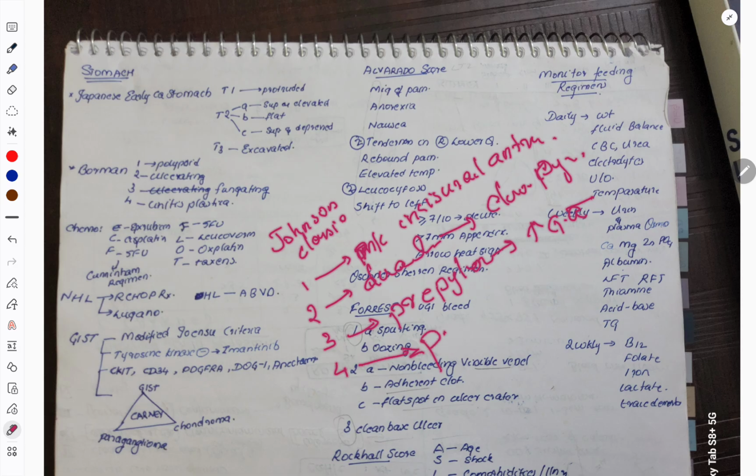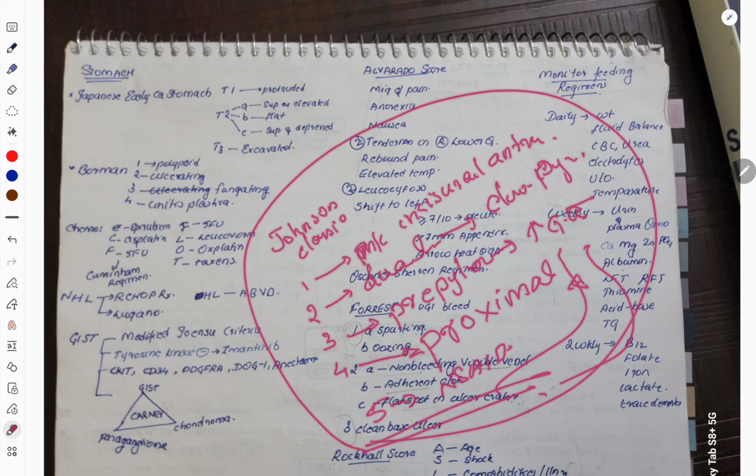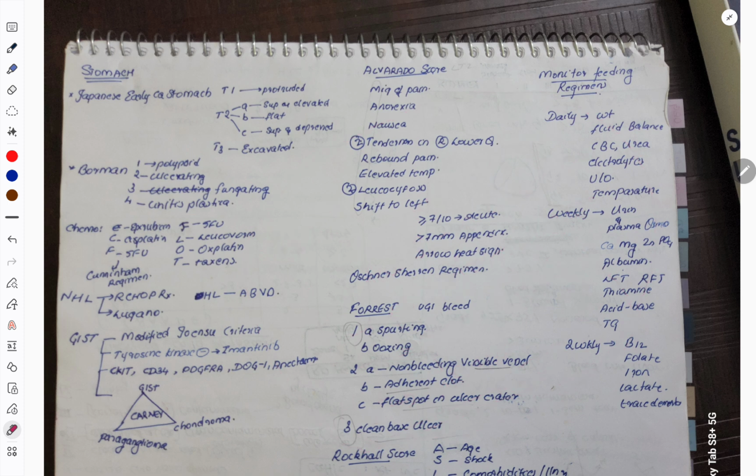Type 4 is the proximal ulcer. Type 5 is NSAID induced ulcer due to the loss of mucosal barrier. This is the Johnson criteria for gastric ulcer.